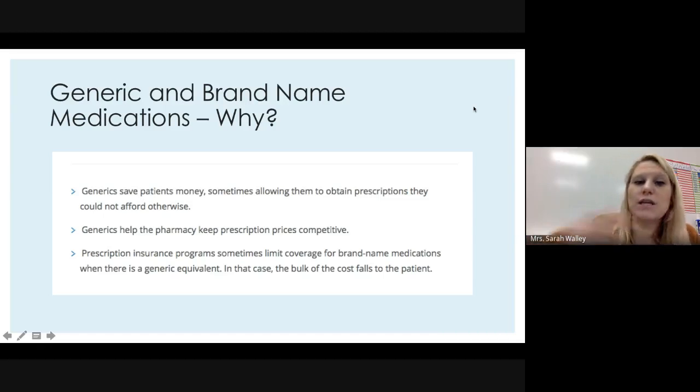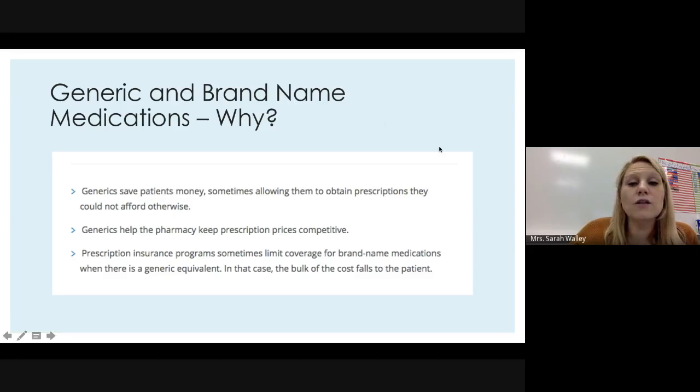Okay, why is there a difference between generic and brand name? Well, most likely patients will want generics because they save money. They're way cheaper, and generics help keep prescription prices competitive. Prescription insurance programs sometimes will only cover a certain thing. Sometimes they'll only cover brand names, sometimes they'll only cover generics. So it depends on what the patient wants to pay for. Generics save money overall, and help patients to obtain prescriptions they could not afford otherwise.